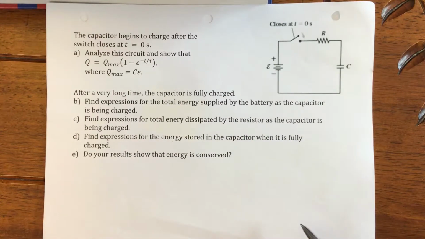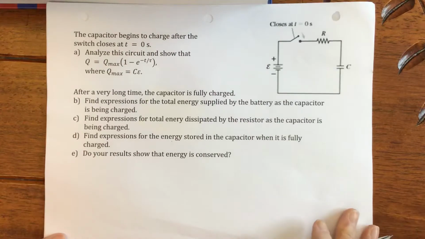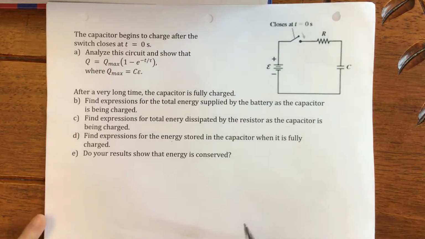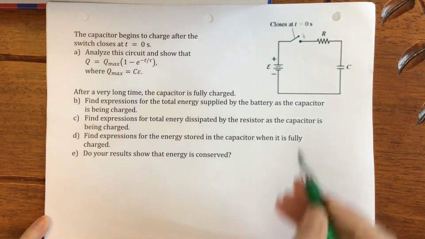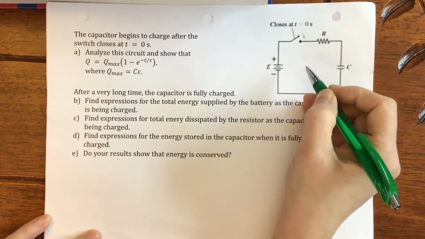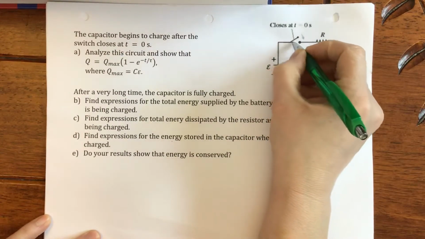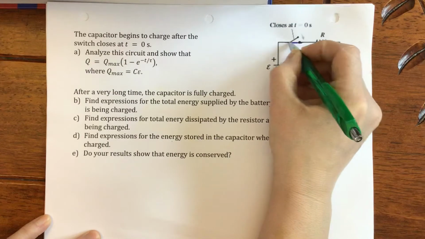In class, we did current as a function of time, or we did the discharging circuit. So the charging circuit is not that different. We'll go through the same process. So what happens is at t equals 0, we close the switch.